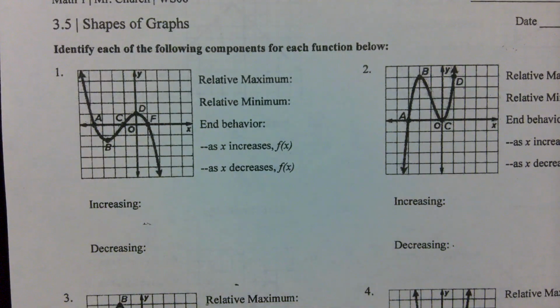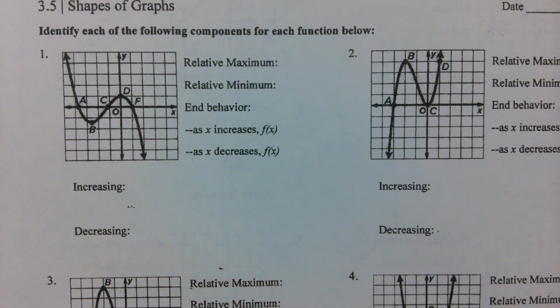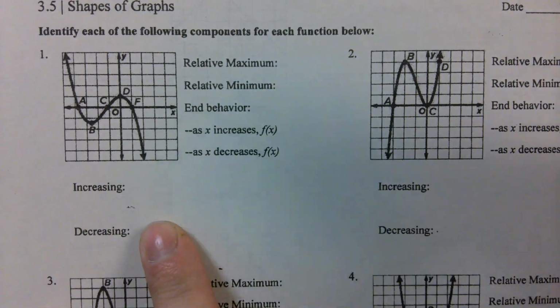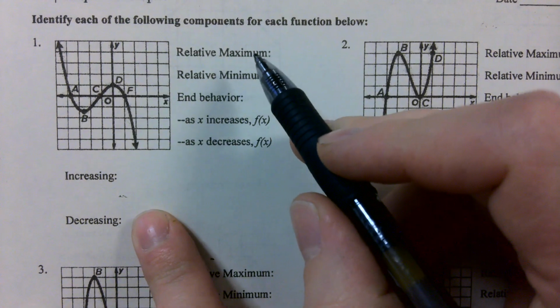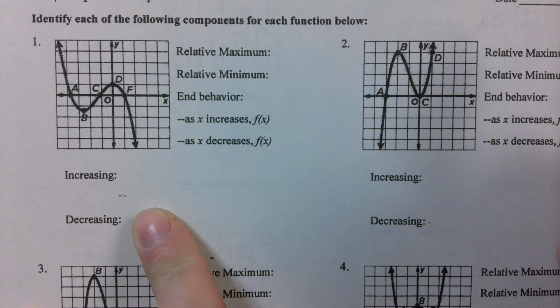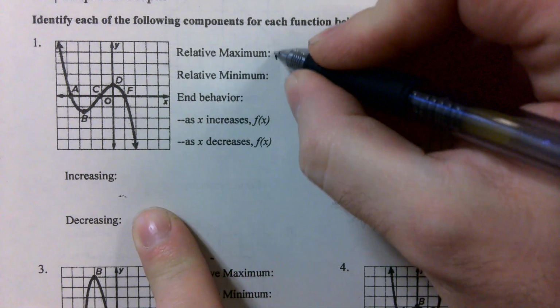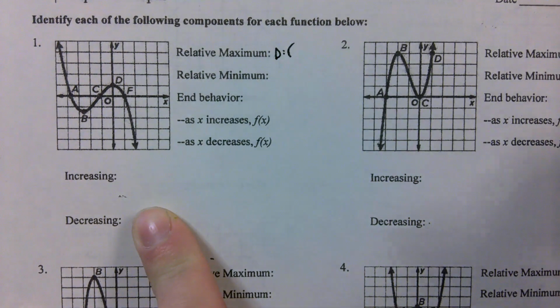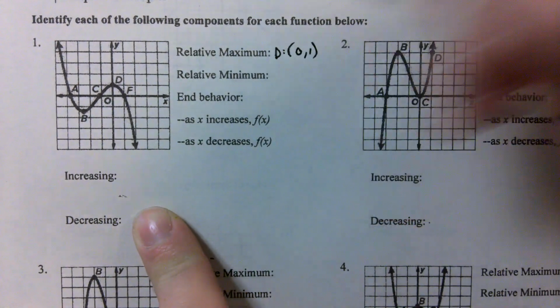So we're identifying each of the following components for the function. I've got my function right here in number 1. And I'm going to determine where is my relative maximum. Who could help me out with a nice hand up? Where's my relative maximum here? Alex? D. Point D. Where is point D? 0, 1. 0, comma 1.